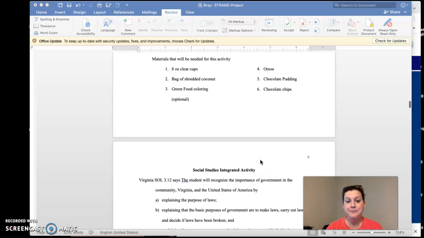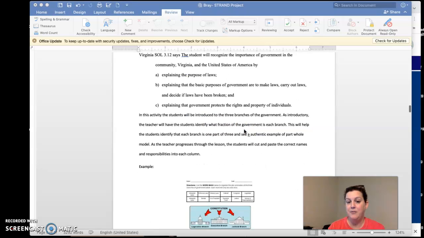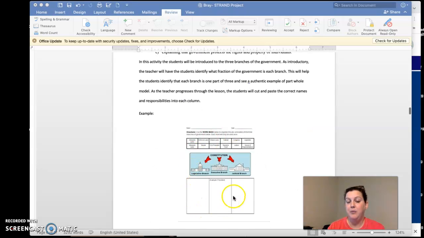For social studies integration, we'll be looking at Social Studies Virginia SOL 3.12, which talks about the different levels of the government. And we'll start on focusing on the U.S. government and looking at the three branches. And we'll be able to see that each branch makes up 1/3 of the government.